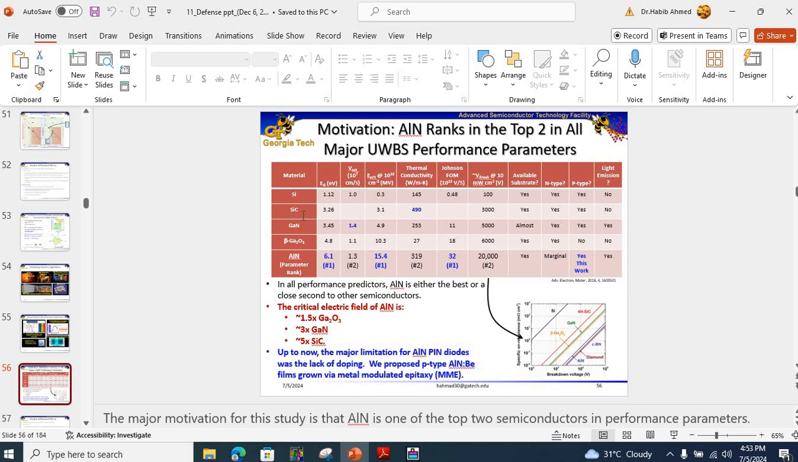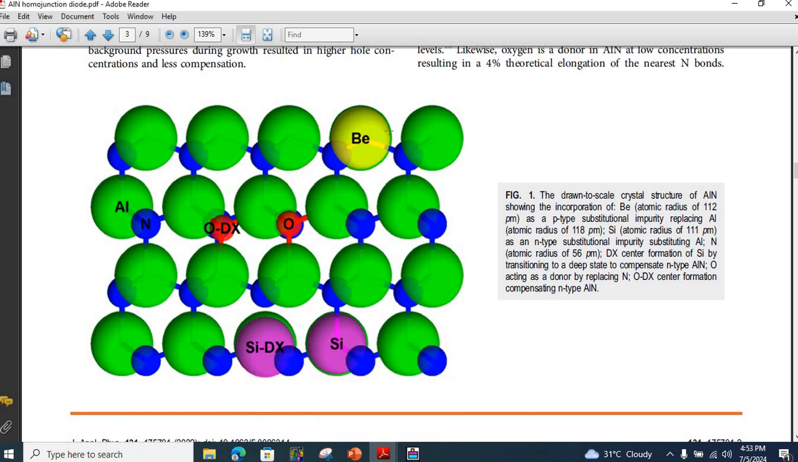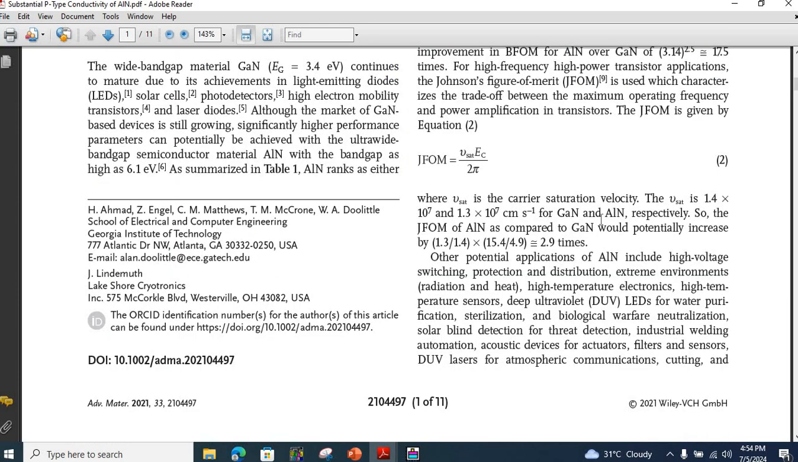Until recently, the major limitation was achieving p and n-type doping in aluminum nitride, but our group at Advanced Semiconductor Technology Facility at Georgia Institute of Technology, run by the wonderful Professor William Allen Doolittle, have demonstrated both p and n-type doping for aluminum nitride, and we have published a lot of papers based on that. As you can see over here, beryllium acts as a p-type dopant and silicon acts as an n-type dopant in aluminum nitride. And this is one of the figures from our papers.